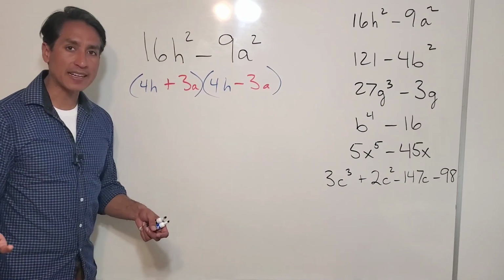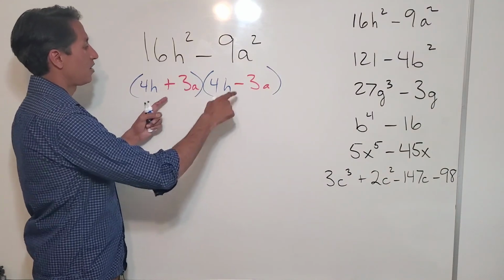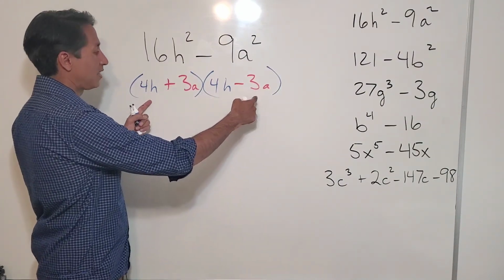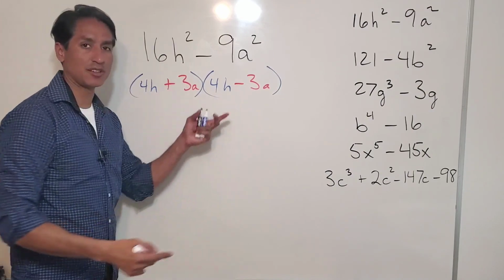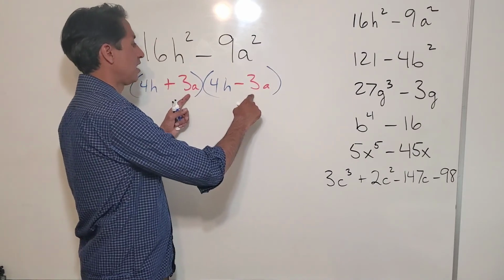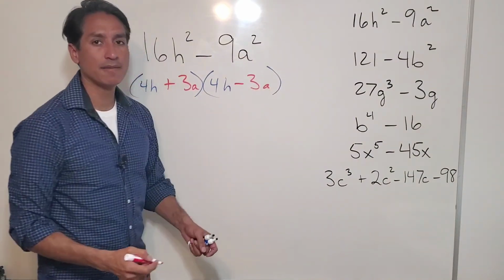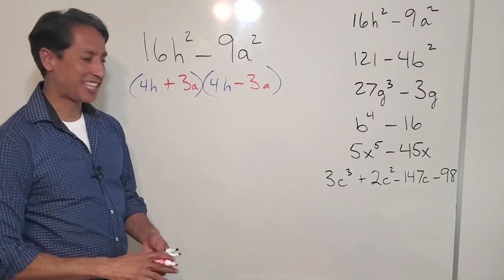Now, if you want to practice and FOIL it, you can. You're going to get 16h squared. You're going to get minus 12ah plus 12ah. That's your thing that'll drop out and become a 0. And then you have a minus 9a squared. Okay? And that's it. Okay, let's keep going.